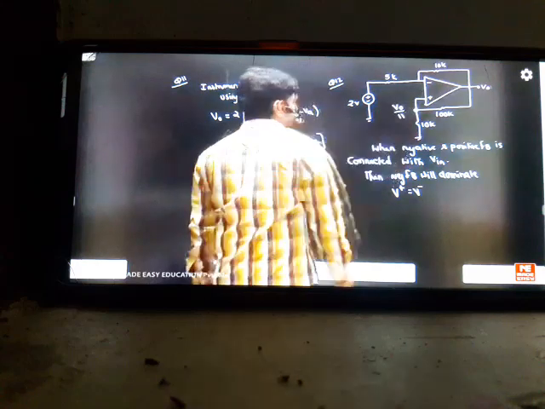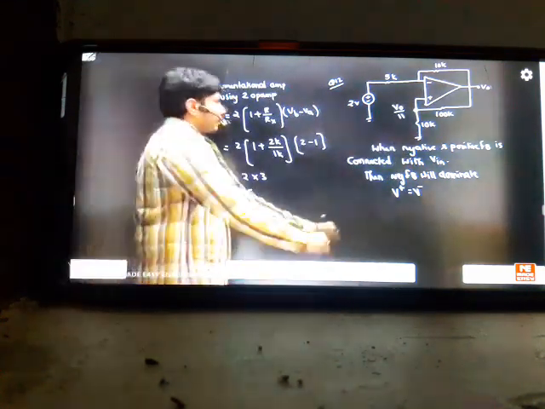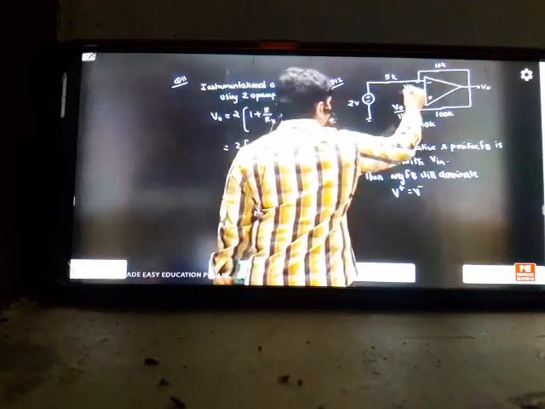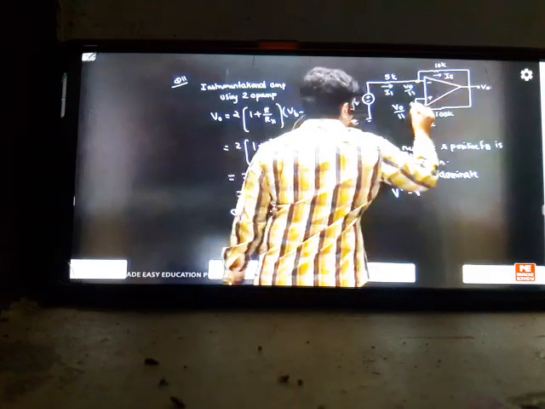It will be V0 by 11. Apply the voltage division rule and find out that answer. According to virtual ground, you keep V0 by 11 here, and you take this current name as I1 and this current name as IF. Just one step answer.